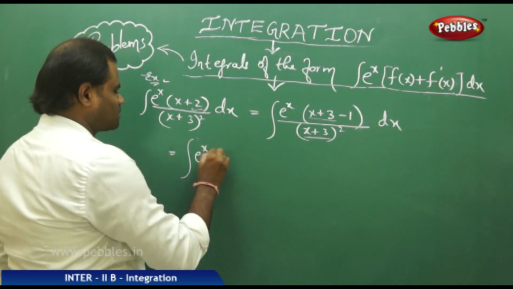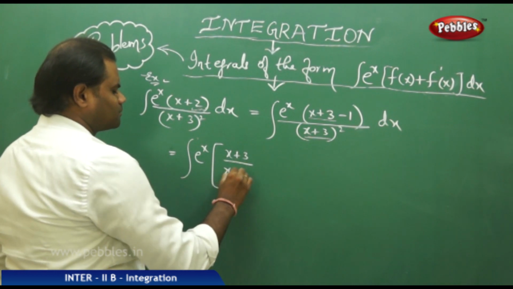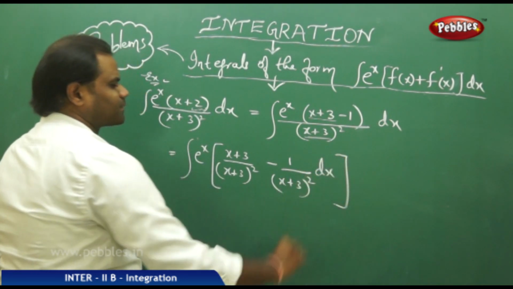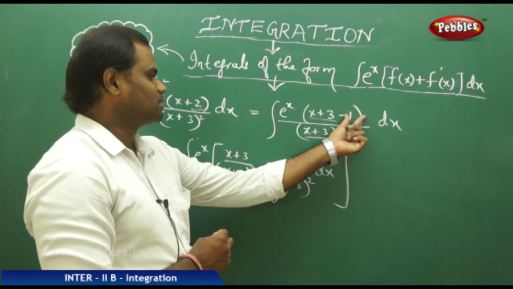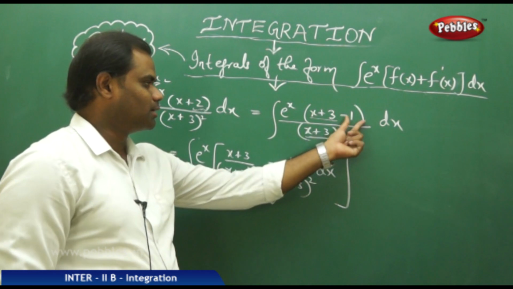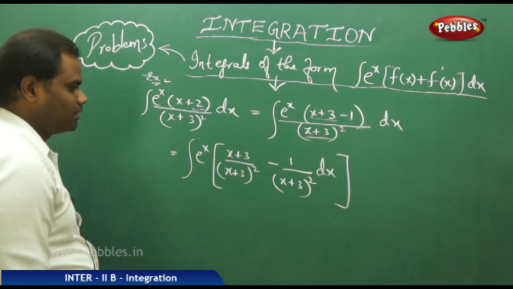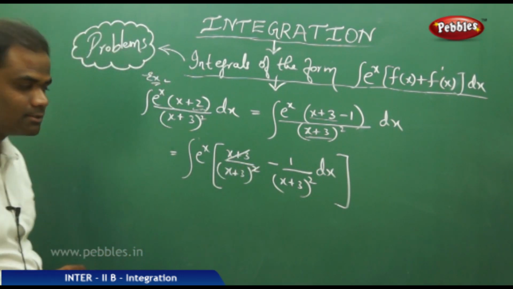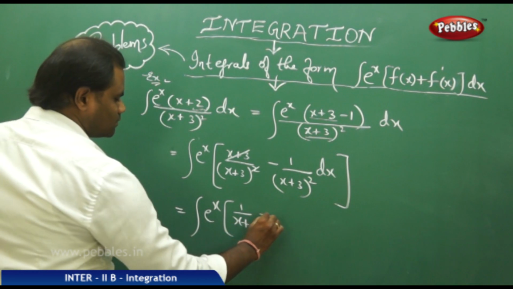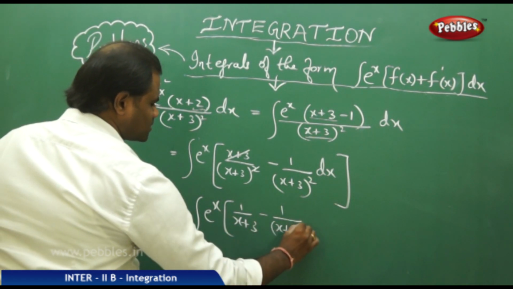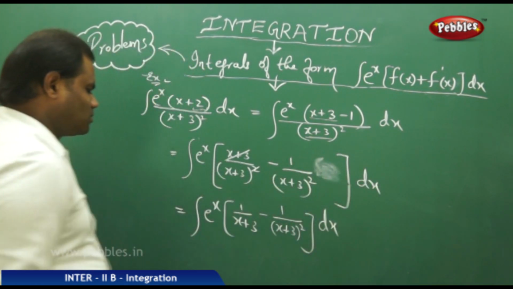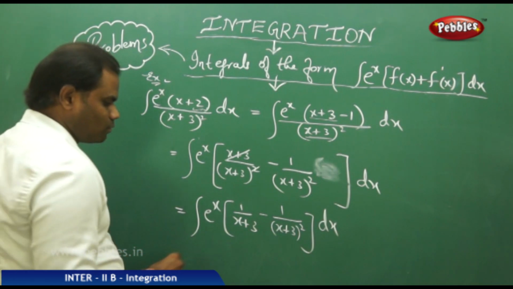So this can be split as x plus 3 by x plus 3 whole square minus 1 by x plus 3 whole square, dx. Now clearly I see that one factor of x plus 3 gets cancelled, and this reduces to the form integral e power x of 1 by x plus 3 minus 1 by x plus 3 whole square dx. So this is the final representation.